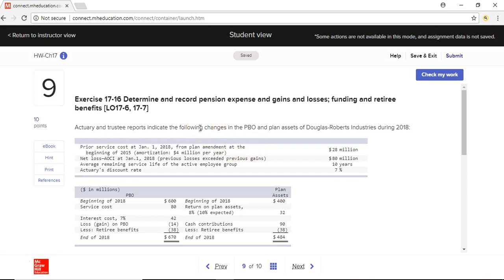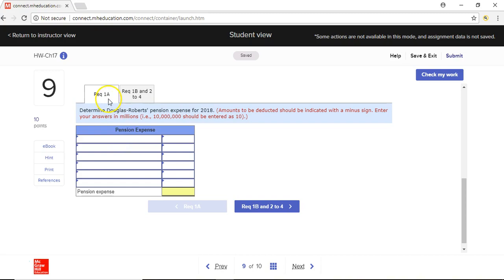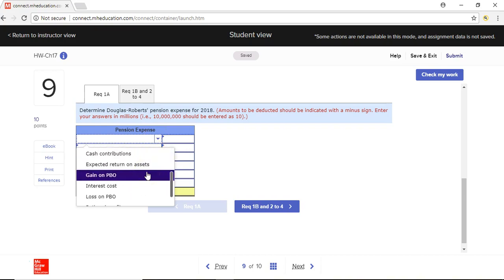Exercise 17-16. We need to record pension expense, gains and losses, funding, and payments to retirees. Let's start with pension expense. Requirement 1A says, determine pension expense. First, we have service cost.